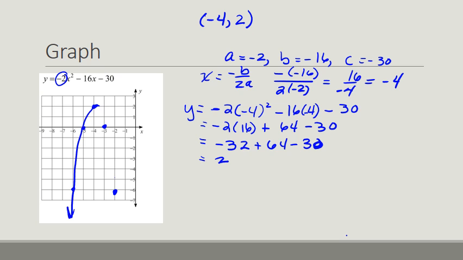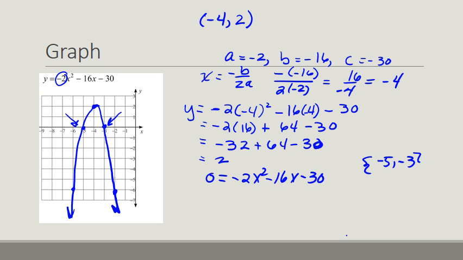Now, hopefully you remember from Algebra 1 that this should be the solutions to my related equations, right? So what I mean by that is if I have 0 equals negative 2x squared minus 16x minus 30, our solutions should be those x-intercepts, negative 5 and negative 3. So if I was going to check that, I'm going to divide everything by negative 2, and I'm going to get x squared plus 8x plus 15.